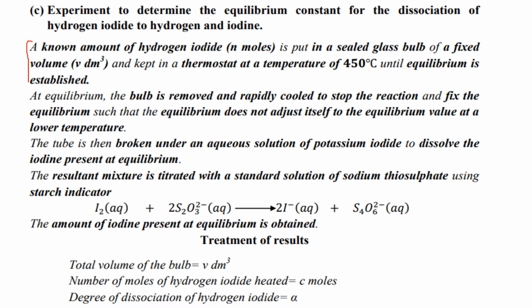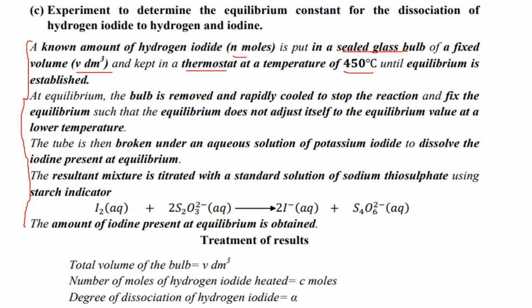I told you all experiments involve the same flow, and there are only 2 experiments here. So you need to master every experiment under this topic. We are saying that a known amount of hydrogen iodide, in moles, is put in a sealed glass tube at a fixed volume, which is V decimeters cubed. And we are going to maintain the temperature constant using a thermostat at around 450 degrees Celsius. And we keep our experiment standing until equilibrium is either attained or established. You go with the English that you can manage to write. You can either say attained or established.